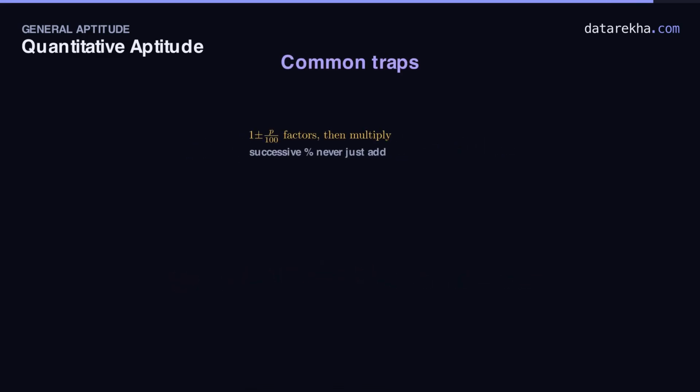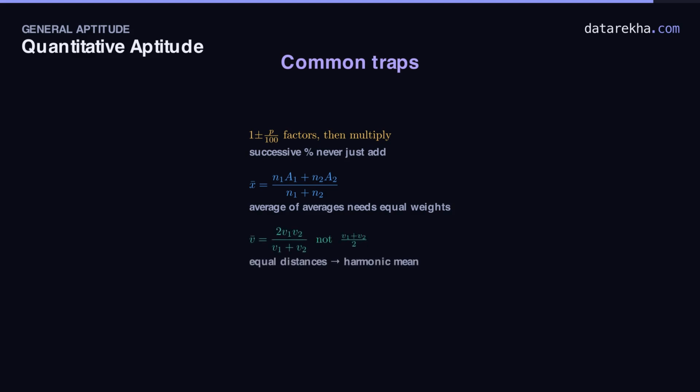Trap 1. The biggest by far. Successive percentages never add. Turn each into a factor and multiply. 20 off then 10 on was 8 up, not 10. Trap 2. Averaging averages only works when the groups are equal in size. Otherwise, weight by the counts. Trap 3. For equal distances at two speeds, average speed is the harmonic mean, not the plain average. You linger longer at the slower speed.